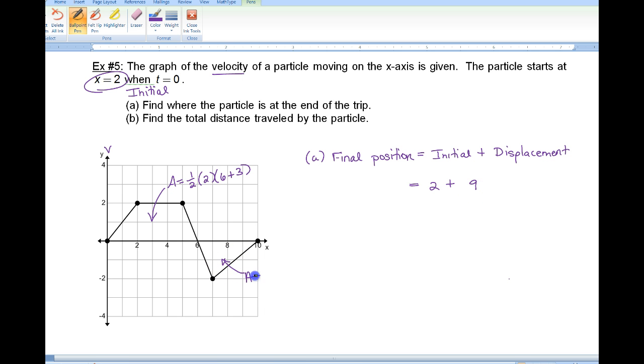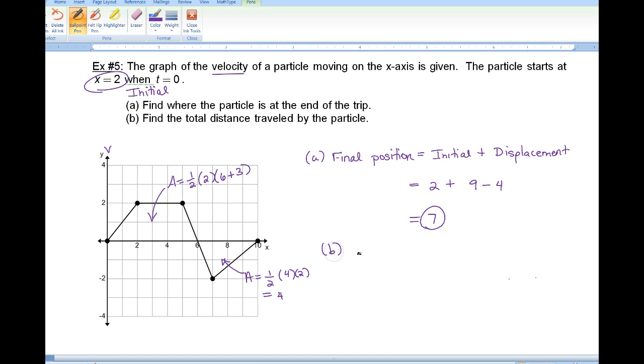And then what about this one? This is 1/2, the base is 4, the height is 2. And what do we have to do with that? We have to actually subtract it, because when we talk about displacement, anytime it goes below the x-axis, we count that as a negative, because it's going in the reverse direction. Okay? Yeah, I hope we can handle the rest. 2 plus 9 minus 4. 7? You're second guessing yourself there?